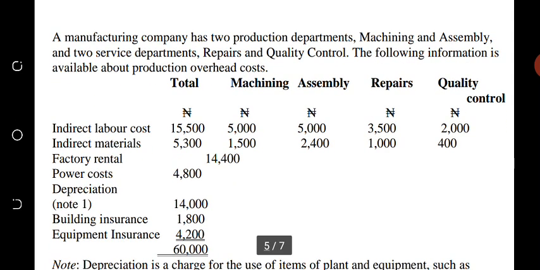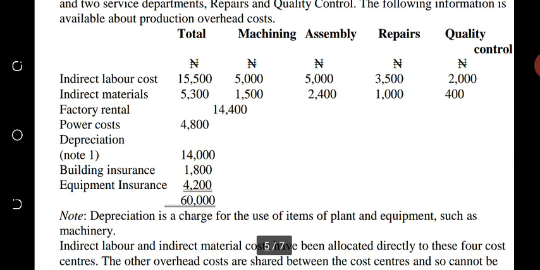Now the indirect labor cost and indirect materials total 15,500. So the cost for each department is already known. There is no need to share or apportion this, because they've already allocated them. The indirect material, so we know the material that they both incurred, so it's known.